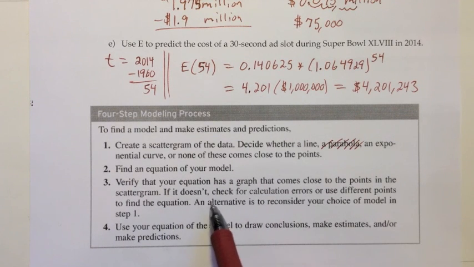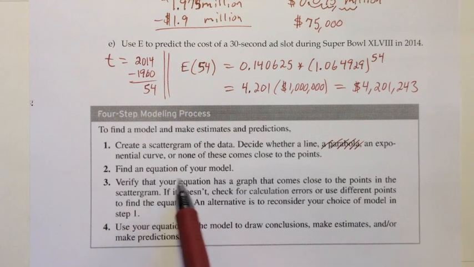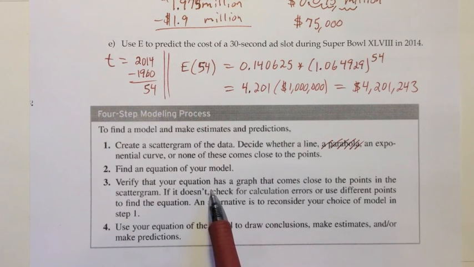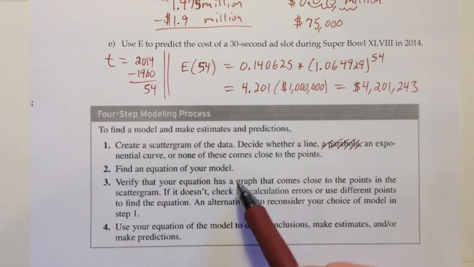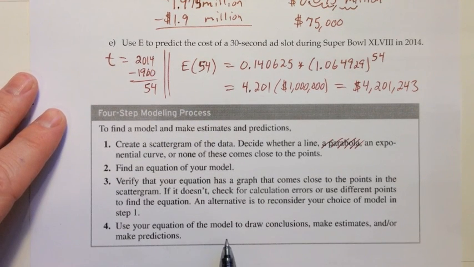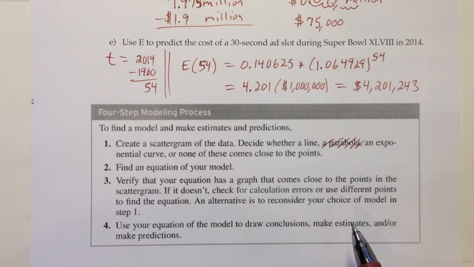So I would argue that this step 3 is actually kind of happening before this, that we would want to graph those equations, both of them, the linear and the exponential, and then see which one fits better, and then write our equation down. And then use your equation to draw conclusions, make estimates and or predictions, interpretations of growth rates, like using the slope or the base, stuff like that. All right, that wraps up section 10.5.